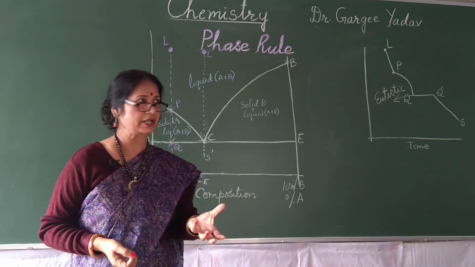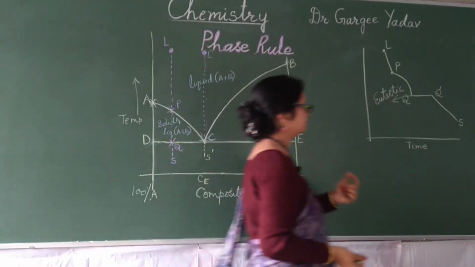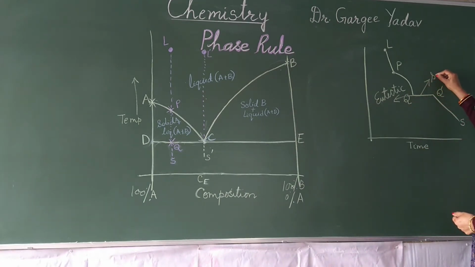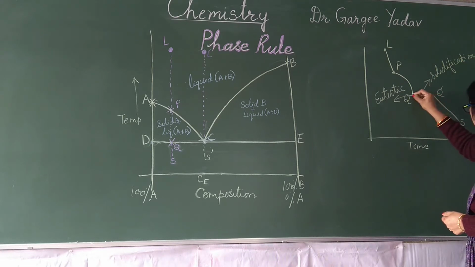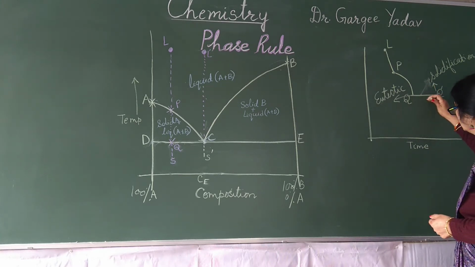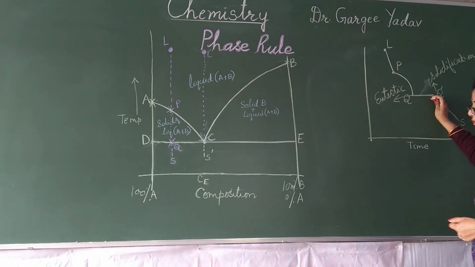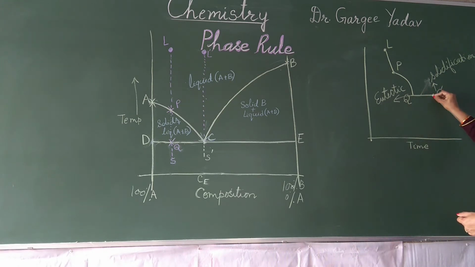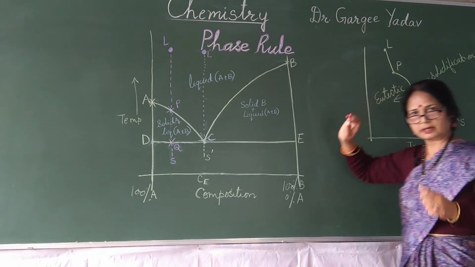And from Q to Q dash, you can see here solidification is complete. Solidification gets completed, sorry, actually at Q dash. Here the solidification process is taking place, and we have both the liquid and the solid in equilibrium over here. And at point Q dash, what will happen? Solidification is completed.